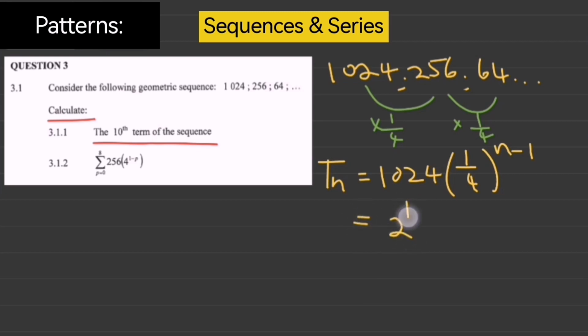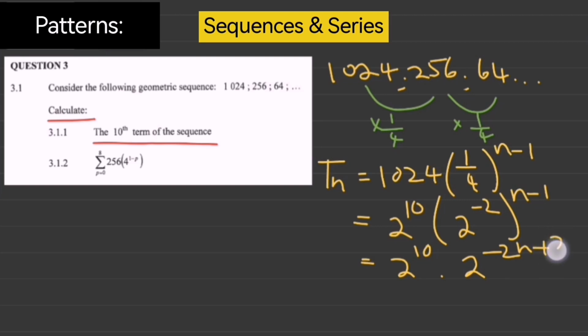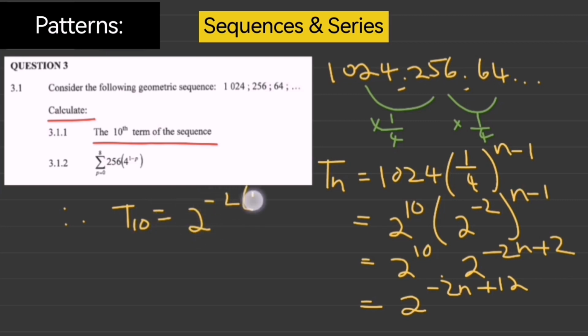1024 is 2 to the power of 10 and a quarter is 2 to the power of negative 2. So if we multiply our exponents, we get 2 to the power of negative 2 plus 2, and then when we add our exponents, we get 2 to the power of negative 2 plus 12. Now, substituting n with 10 to find the 10th term would be 2 to the power of negative 2 times 10 plus 12. And so this gives us negative 20 plus 12, which is equal to negative 8.